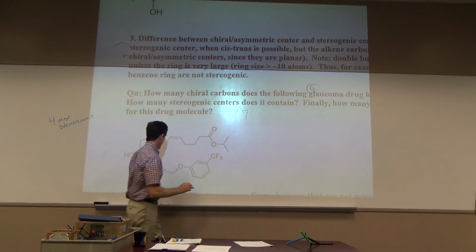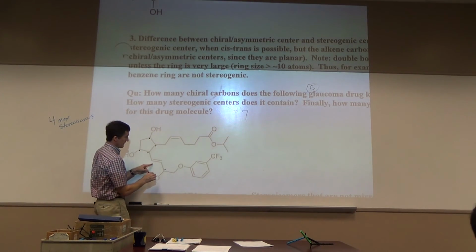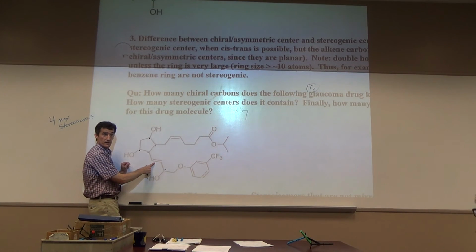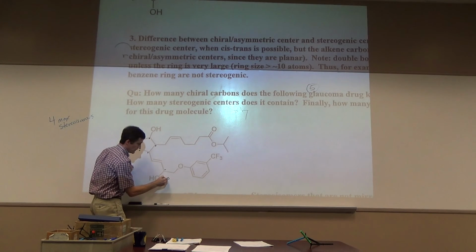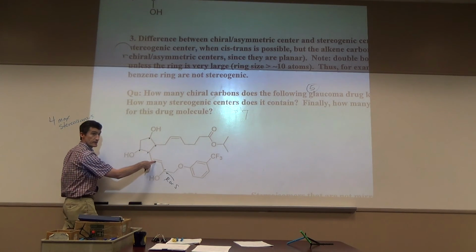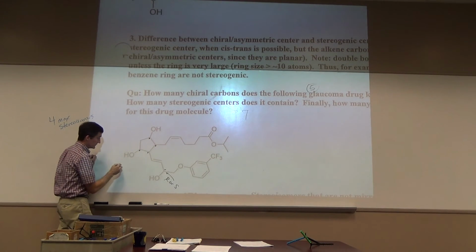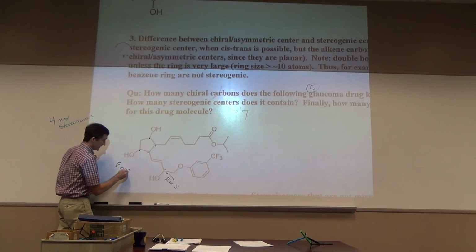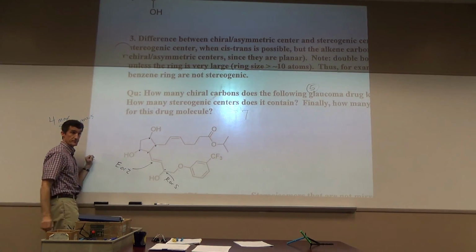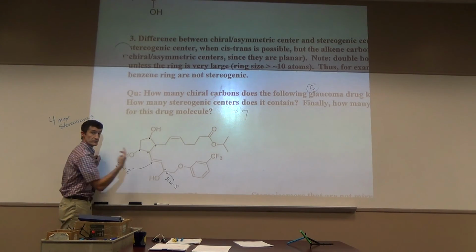7, because that's a stereogenic center. This can be R or S, right? What can this be? The trans, cis or trans, or E or Z. Okay? Now the whole thing is a stereogenic center.